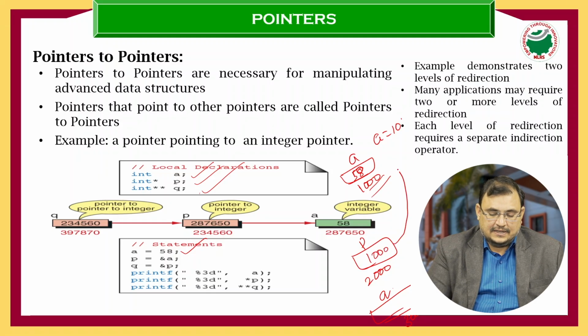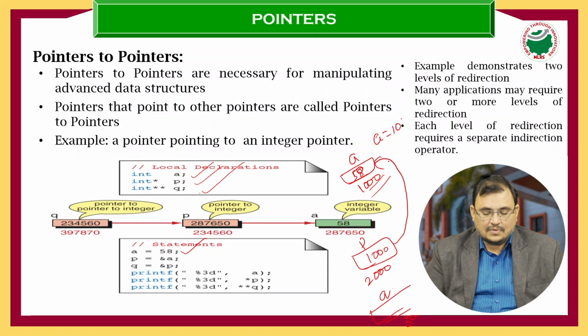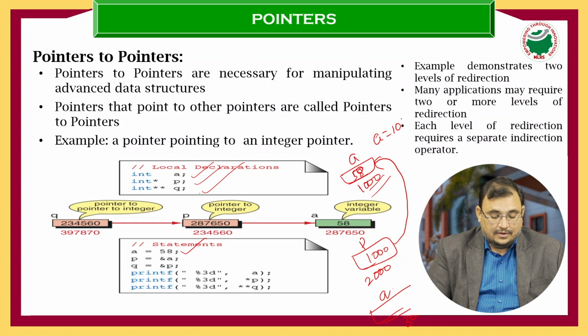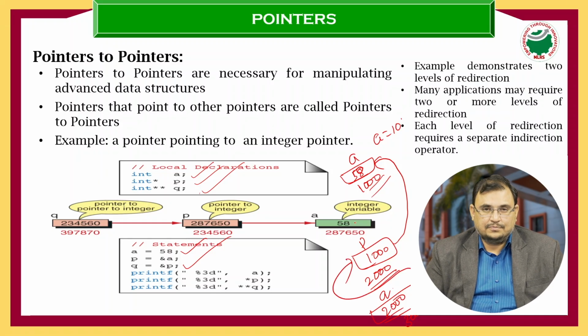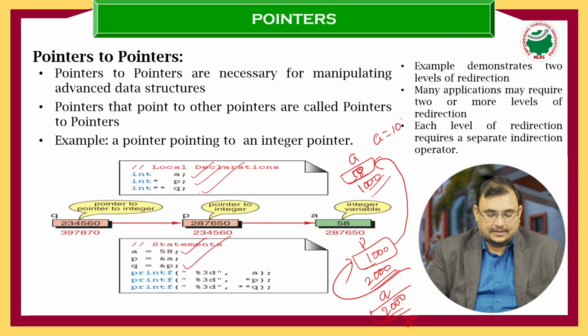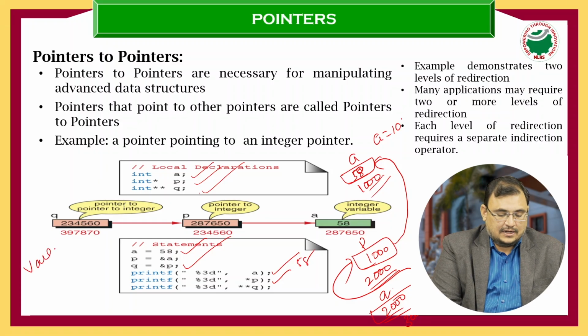So this creates a pointer to a variable. Now the pointer to pointer is created here. q is equal to &p. What is the address of p? The address of p is 2000. 2000 is stored in q. So q is a pointer to pointer. Now if you print a, it will print 58, and *p gives the value at address p.